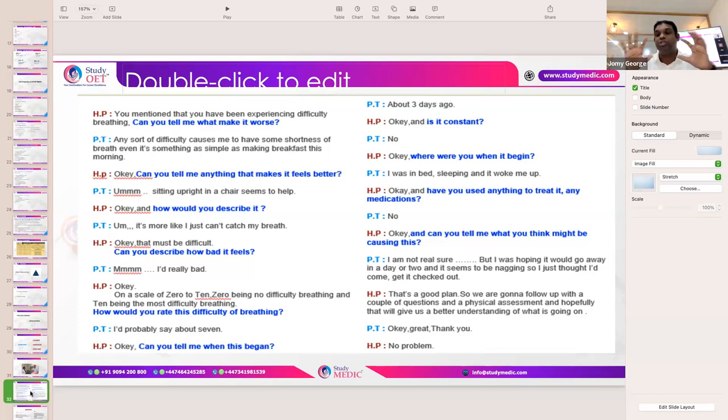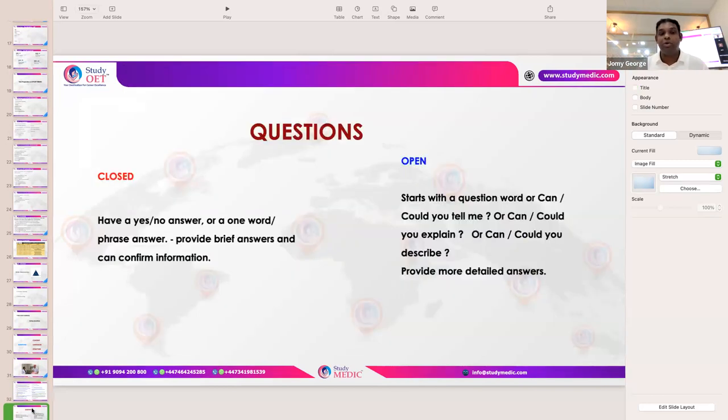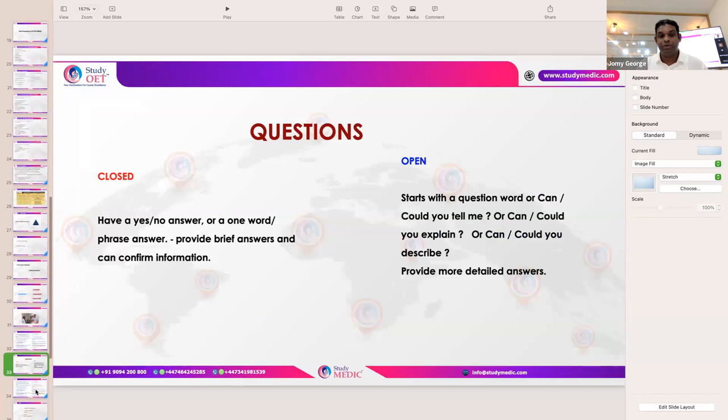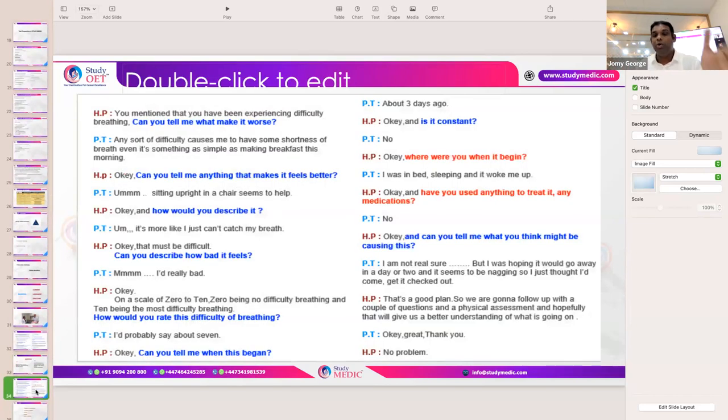So you can see that the blue letters are questions, open and closed. We already discussed closed and open. Here, the blue letters are open and the two red ones are closed. Where were you when it began? Where were you? Grammar: simple past.